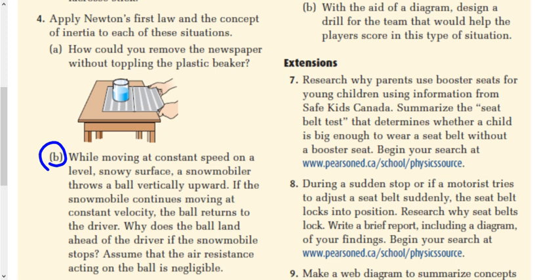Does the ball land ahead of the driver if it stops? We're going to assume that the air resistance acting on the ball was negligible. So if I'm driving my snowmobile, I throw the ball up, I keep going at a constant speed, the ball comes right back to me. But if I stop, then the ball lands ahead of me. How is that possible?